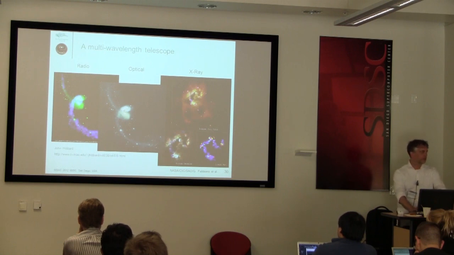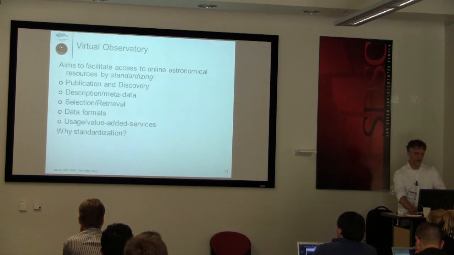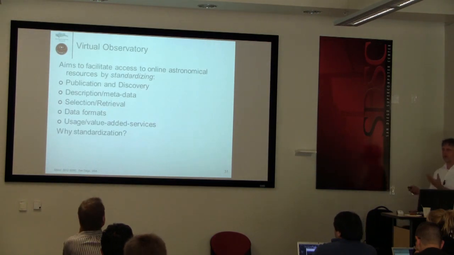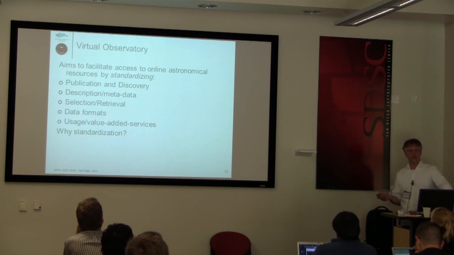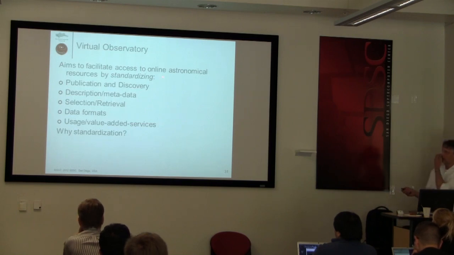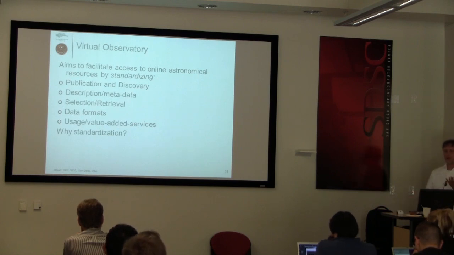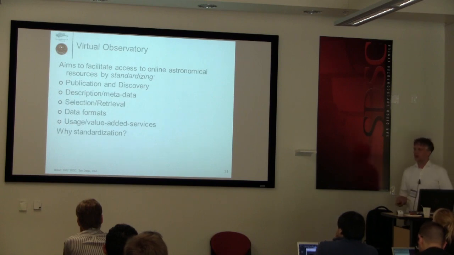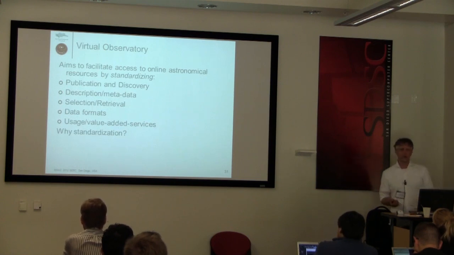So in principle, that is a very nice thing. There are some problems with it, and this is why this virtual observatory effort was invented. What the virtual observatory aims to do is to make it easy to access this. It does so by trying to standardize access methods. It tries to standardize how you publish your data and how you can discover it, how you describe your data, how you can select parts of the data, how you retrieve your data, the data formats, as well as certain tools and value-added services. So the question now is, why would you want to standardize this?